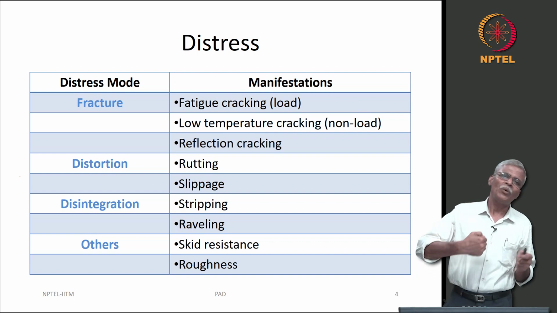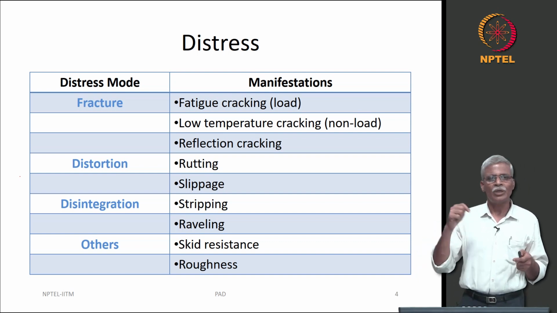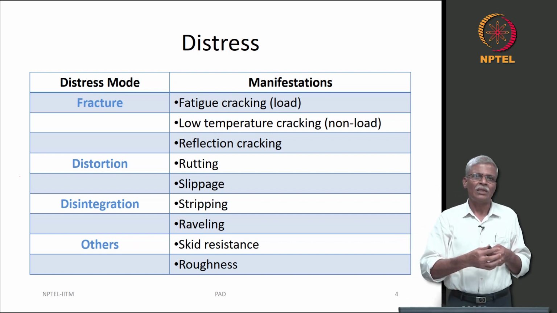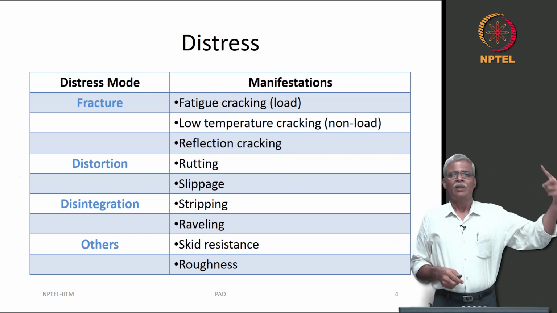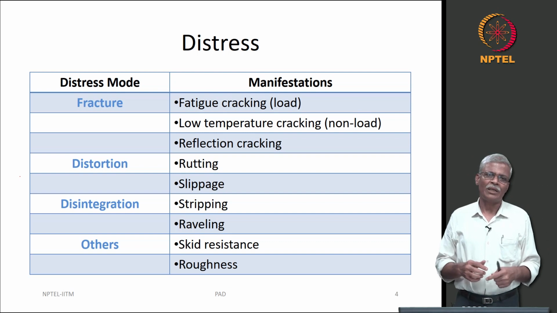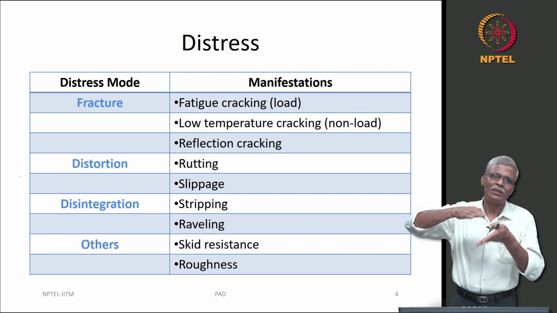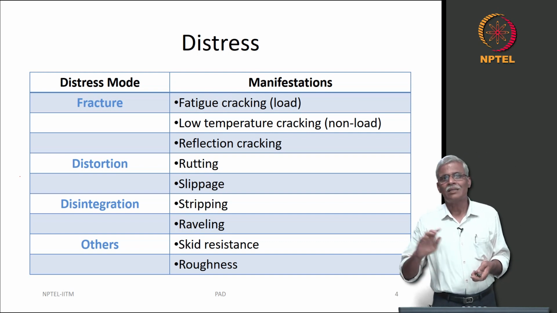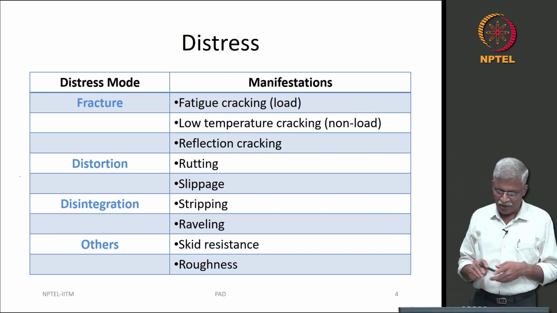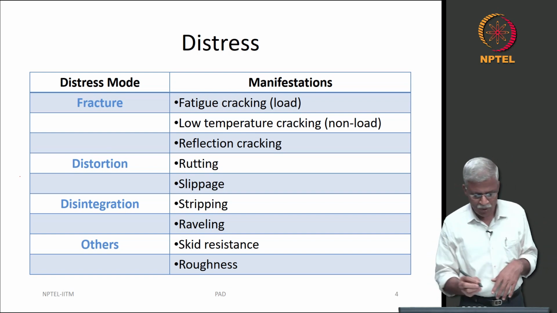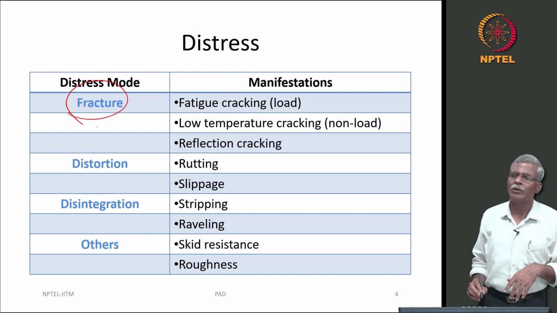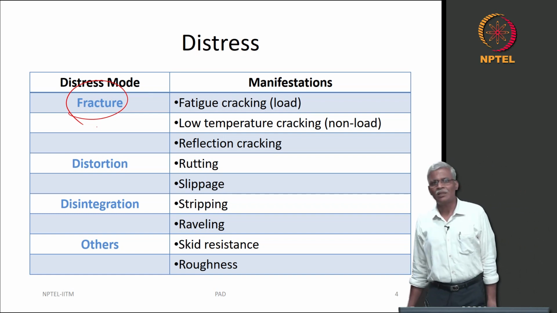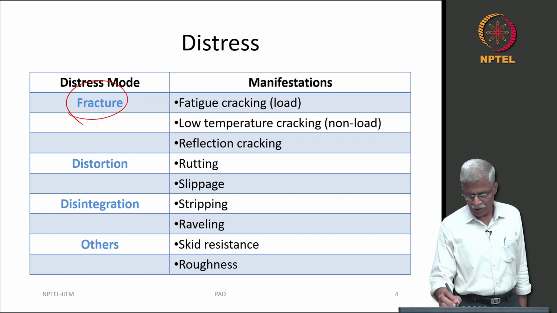So, what we really need to do is to ensure that we understand this distress process, relate it to the expected traffic repetitions, and then build this into the design. And as I said before, it is a trial design strategy, okay, right. So, now when we talk about the failure mode, what you are going to see is fracture. So, fracture is your fatigue cracking, load induced.